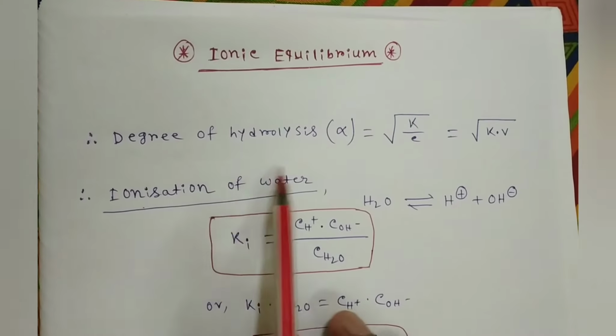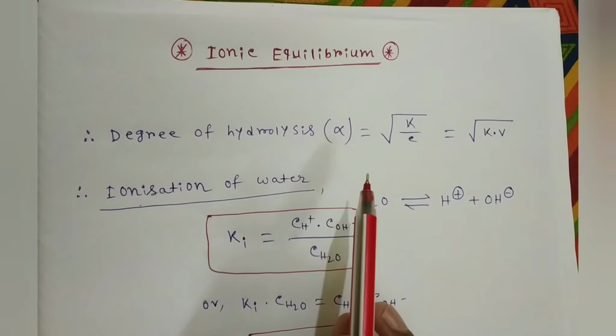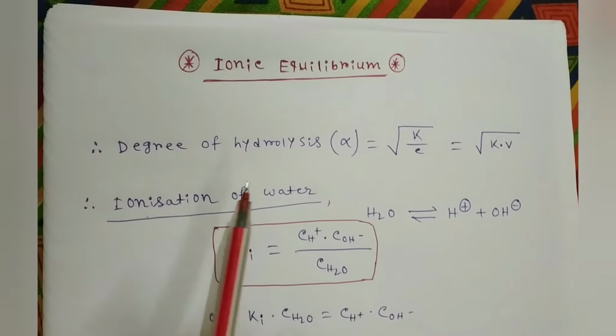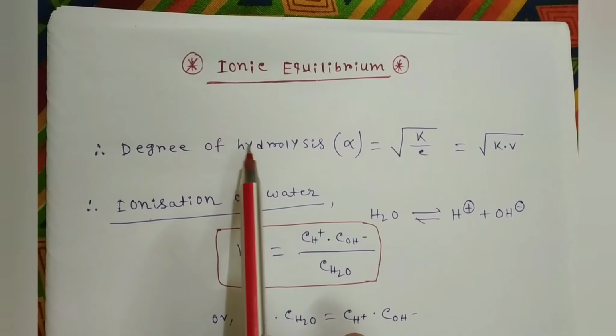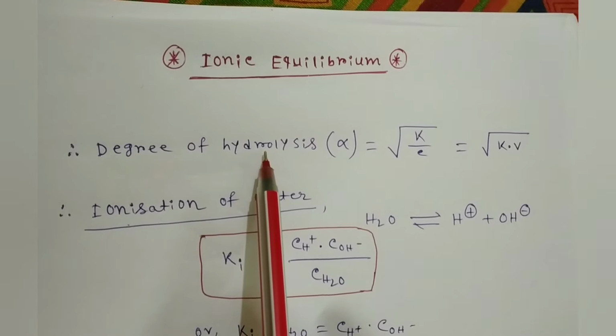Okay, these videos are helpful for IIT JAM, CSIR NET and GATE categories also. So first thing in ionic equilibrium is degree of hydrolysis. So what is degree of hydrolysis?